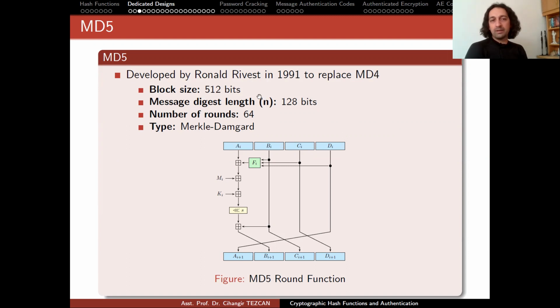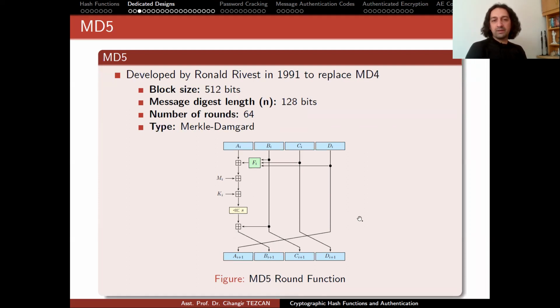This was developed by Ronald Rivest one year later, in 1991, to replace MD4. Block size is the same. Message digest length is the same. The number of rounds is now increased from 48 to 64, so Ronald Rivest thought that this would make the hash function more secure. It's still a Merkle-Damgard construction. You can see that the picture is almost the same. The only difference is that there is one more modular addition here. Okay, that's all. So as you can see, there is a modular addition here and the number of rounds changed.